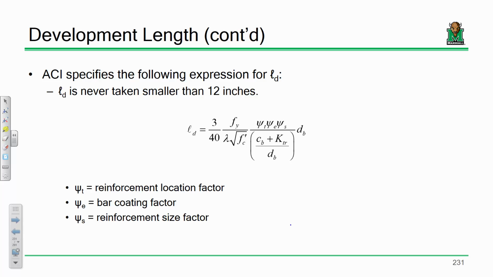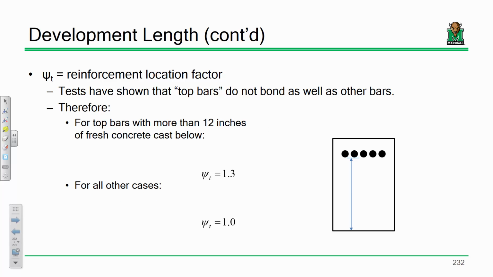This is good stuff. Now, let's take these factors one at a time because I want you to understand what these factors are. So this psi sub t is what's called a reinforcement location factor. A lot of structural engineers, we call it the top bar factor, hence the psi sub t. And here's the reason why this factor is present. I'm going to go back to materials lab last semester. Y'all remember casting cylinders and casting beam specimens and whatnot?